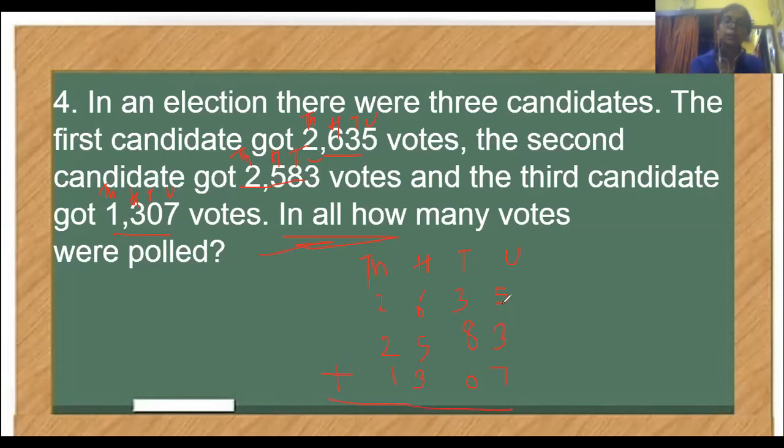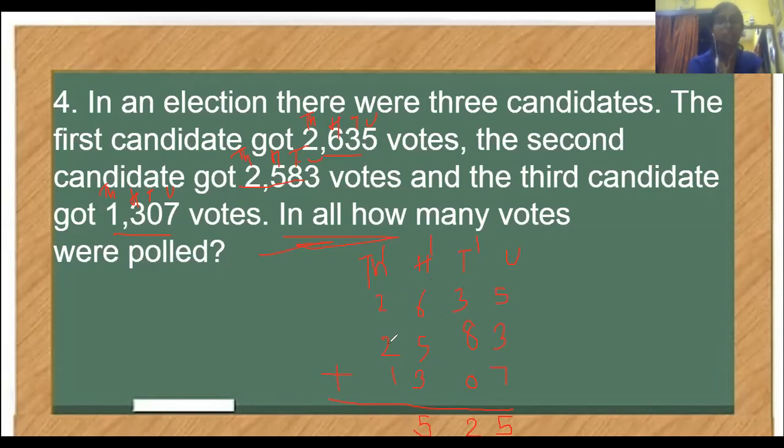Starting with units place value, 5 plus 3 is 8. 8 plus 7 is 15. 15 units means 5 units and 1 tens. 3 plus 8 is 11. 11 plus 0 is 11. And 11 plus 1 is 12. 12 tens means 2 tens and 1 hundreds. 6 plus 5 is 11. 11 plus 3 is 14. 14 plus 1 carryover is 15. 15 hundreds means 5 hundreds and 1 thousands.